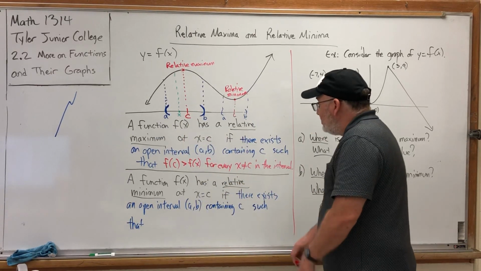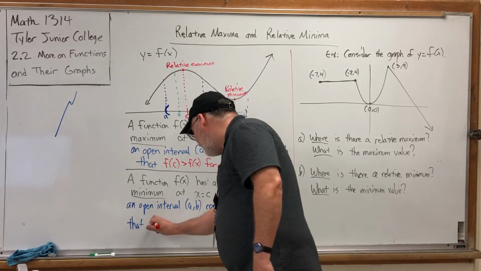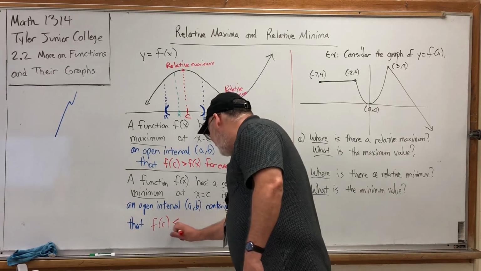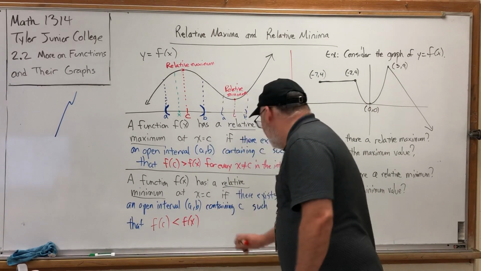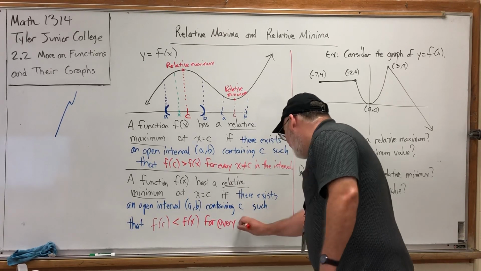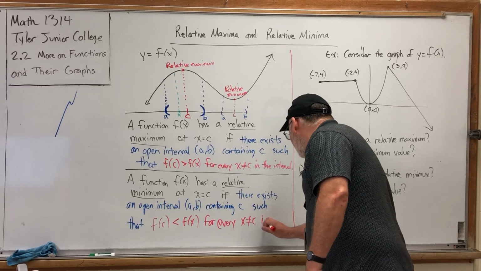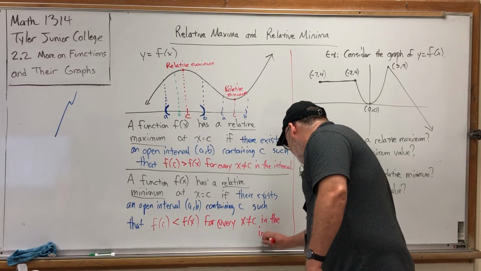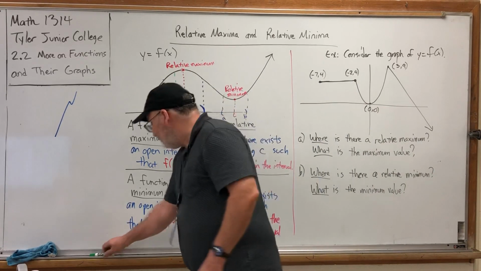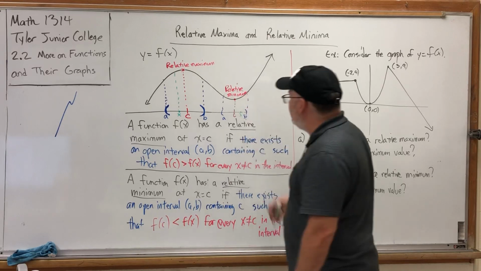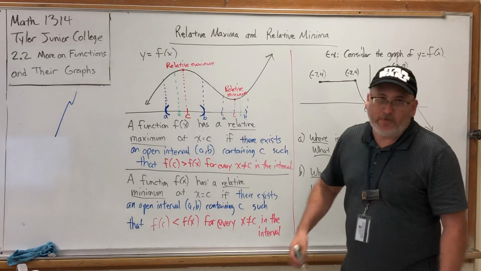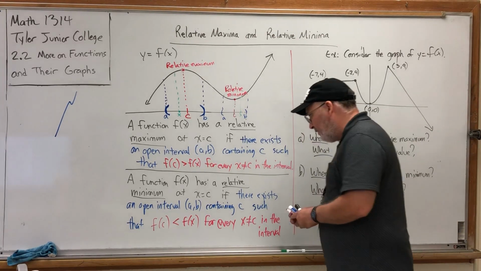and now the stipulation is the output at c, so f of c, is not greater than all of them, but less than all of them, is less than f of x for every x not equal to c in the interval. So in other words, if you pick any other number in the interval besides c, so let's pick this one, we'll call it x, then its output is going to be greater than yours. Why? Because you're the relative minimum. You're the lowest guy in the portion of the graph.